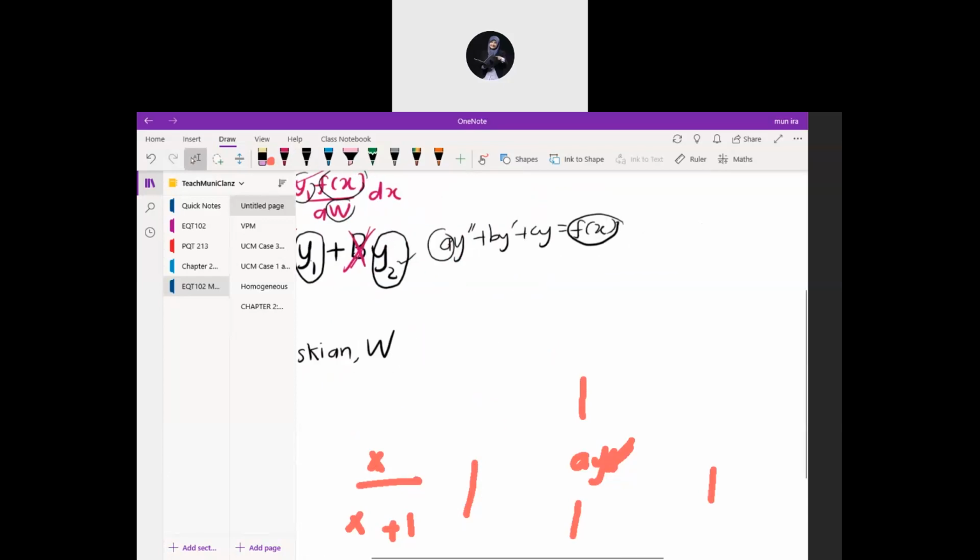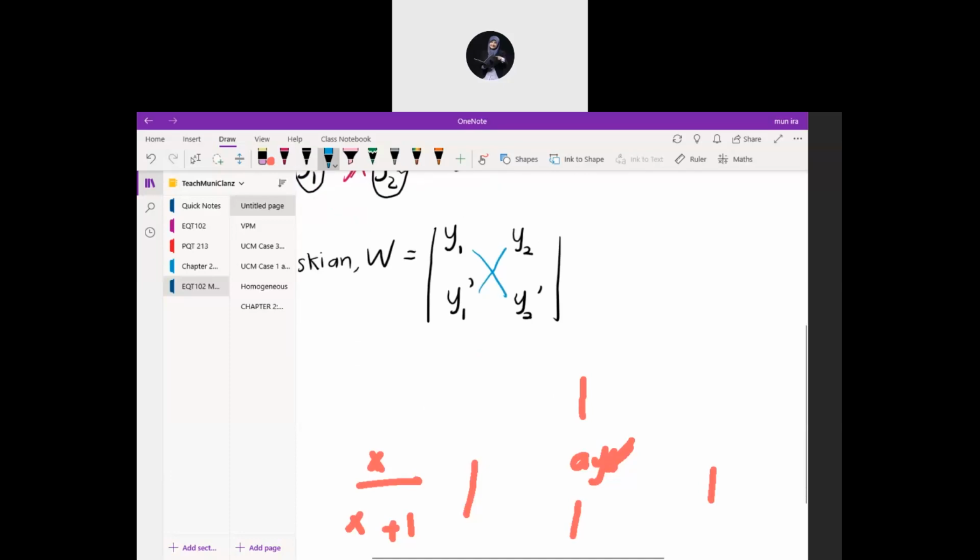Wronskian. W can be obtained by calculating: put your y1 here, below y1 is the first derivative of y1. Next to y1 is your y2, below y2 is the first derivative of your y2. And then we just cross.